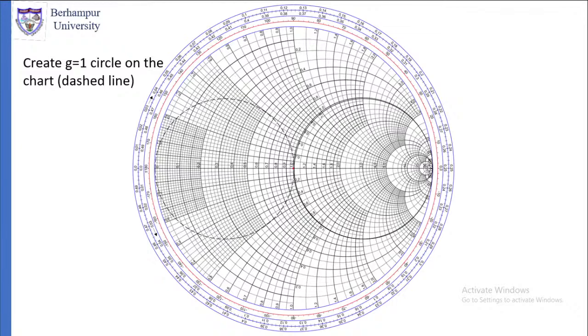So you can draw the two circles, the R is equal to 1 circle and the G is equal to 1 circle. Draw these two circles on this picture. Let us take another half a minute to draw the second circle. So you have drawn two circles.